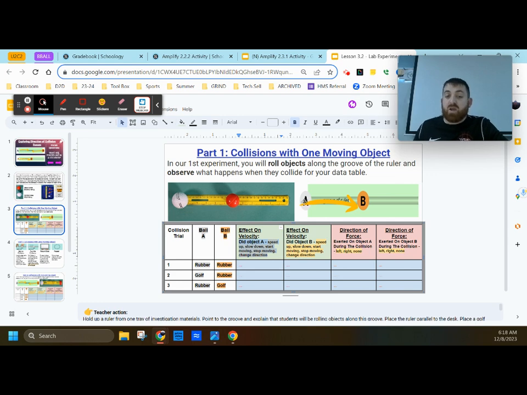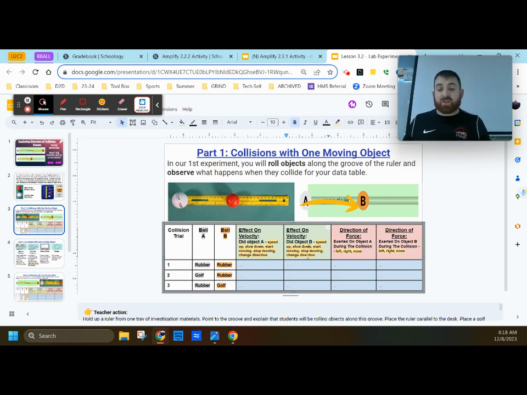So object A rolled into B. What happened after the collision? Which of these velocity changes occurred? For object B, same thing. Which of these velocity changes occurred when you hit it? So it should be one of those highlighted yellow sections.